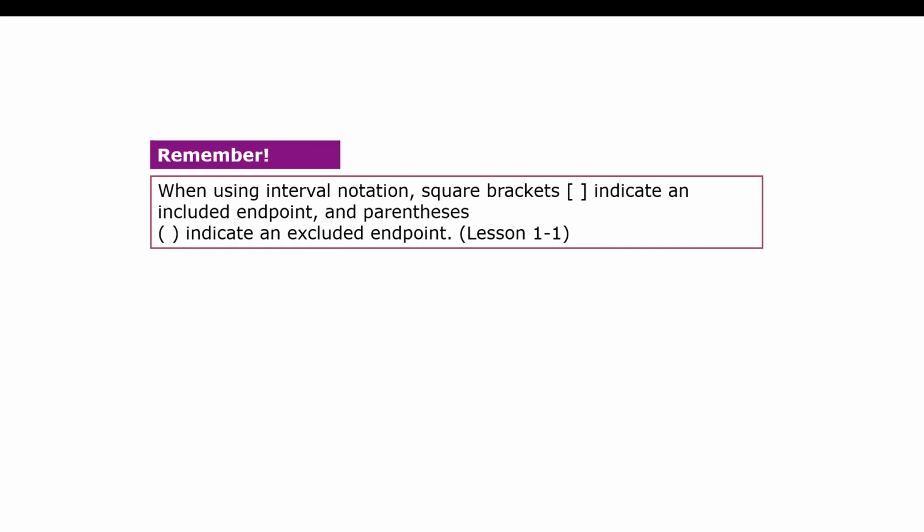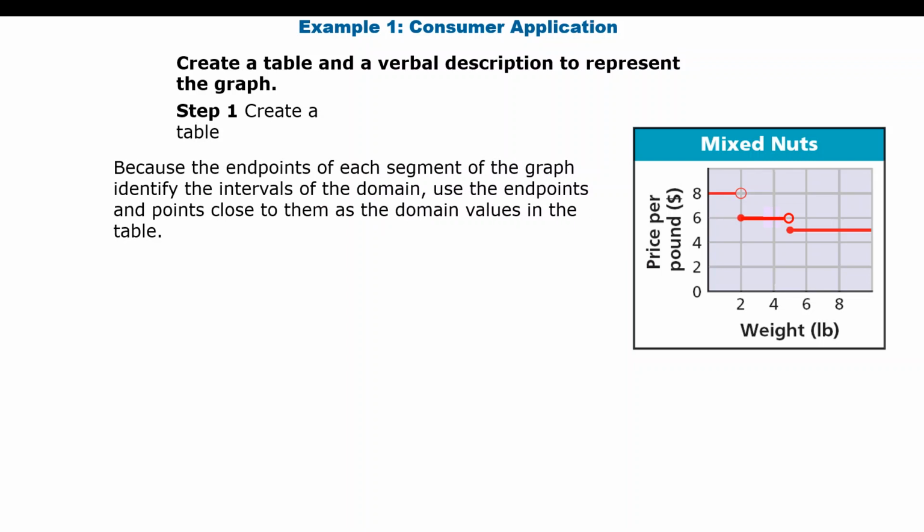Remember, when using interval notation, square brackets indicate an included endpoint and parentheses indicate an excluded endpoint. And we'll see that again in just a minute. I'll review it with you. All right, here's our first example. It says to create a table and a verbal description to represent the graph.